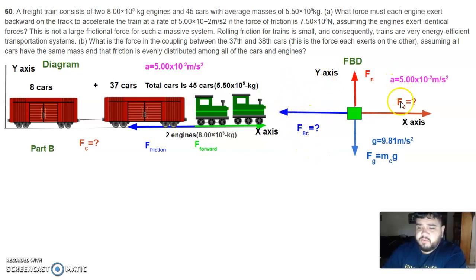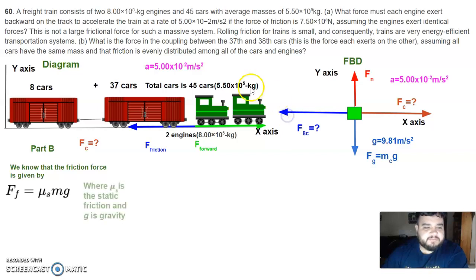So we have the acceleration, we have the force of gravity, mg, and the force of the coupling from 8 cars only. So there's 8 cars in the back, right? And then we're trying to find the force on the coupling, which is connected to the 37 other cars. So what do we know about friction force? We know that the friction force is equal to mu static times mg, which is mass times gravity.